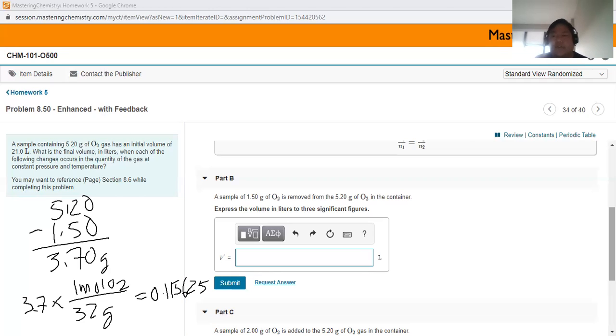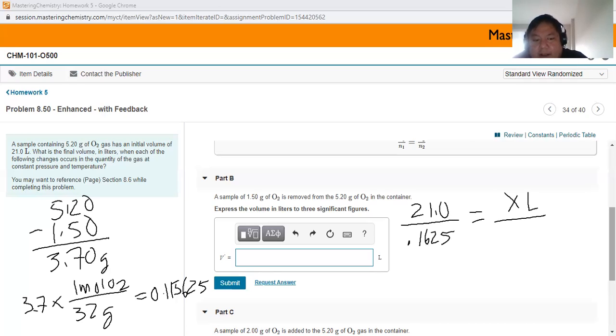Because you don't want to shortchange your answer. If you round enough in a problem, you can affect your answer. So now we're going to say, all right, our original volume on the left was 21 liters, and we had 0.1625 mole originally, because remember we did that conversion up above. That's going to equal our unknown new volume, we'll call X liters.